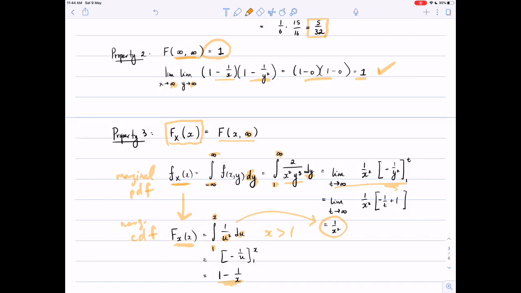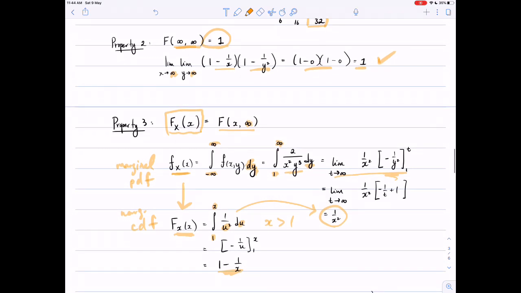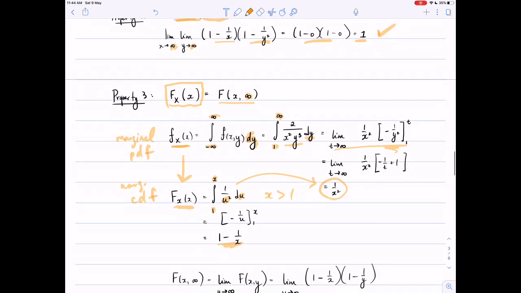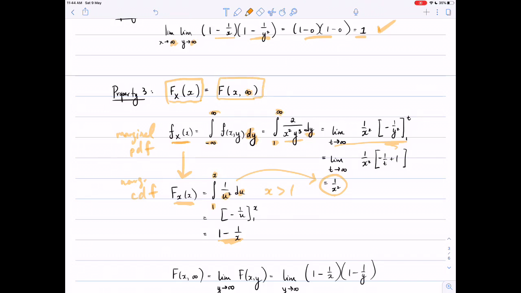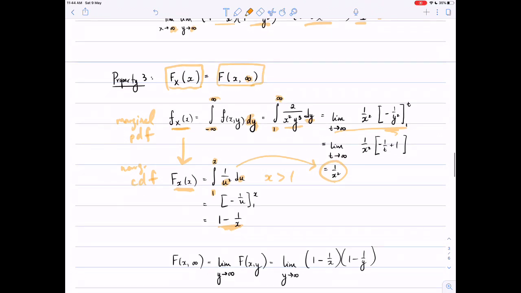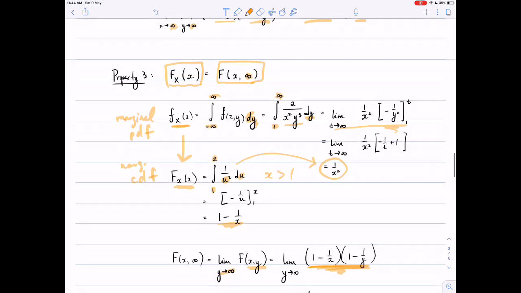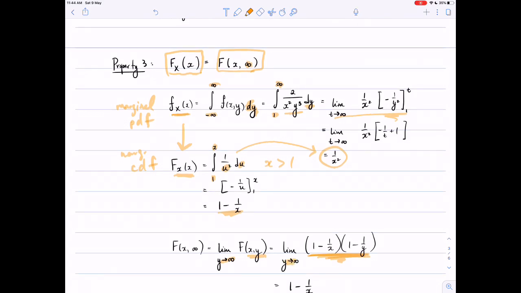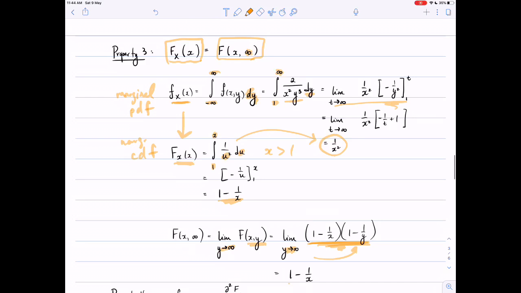Integrate that, and you get your marginal CDF. The property says if we take the limit as y goes to infinity of our joint cumulative distribution function, then we should get the same answer. And so if we take the limit as y goes to infinity right here, we do indeed get the same answer as we did through first principle integration.